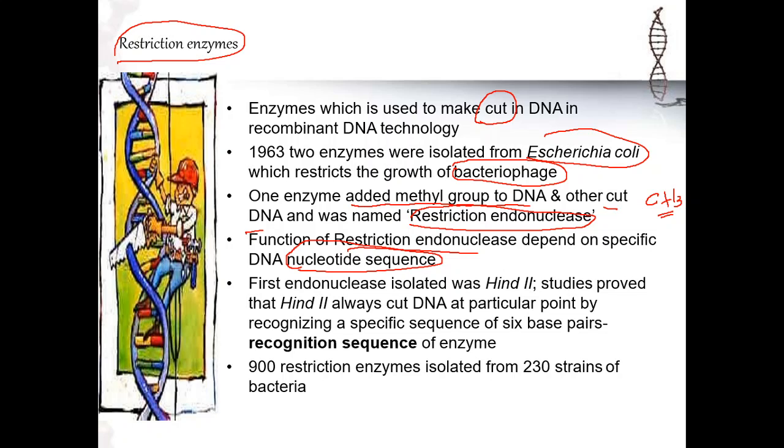Alright, so let us proceed. So we have the function of restriction nuclease depends largely on a specific nucleotide sequence. When we say a nucleotide sequence, we are talking about the base pairs on the double-stranded DNA. In a strand of DNA, there is a sequence of nucleotides. So we have the purine nucleotides.